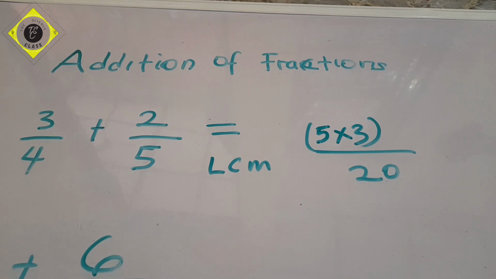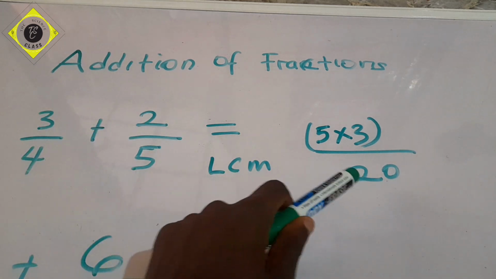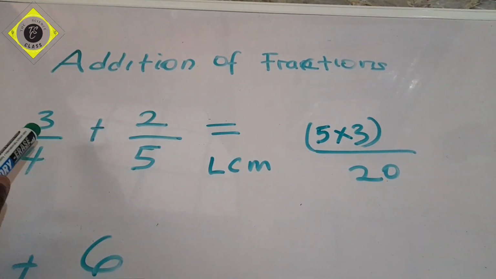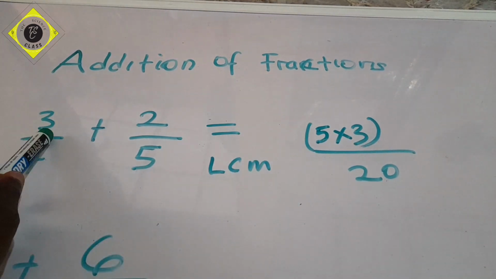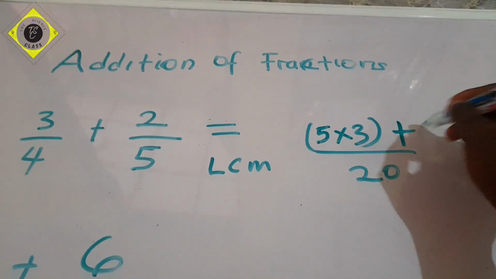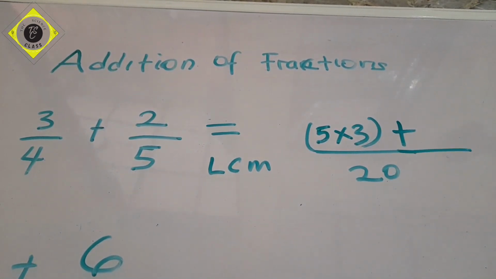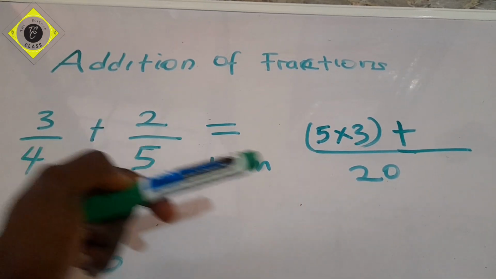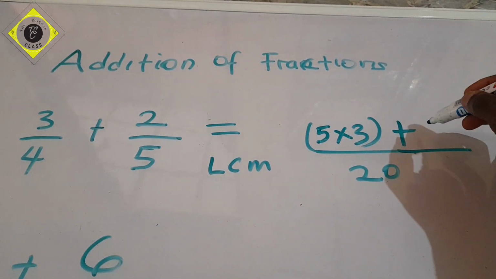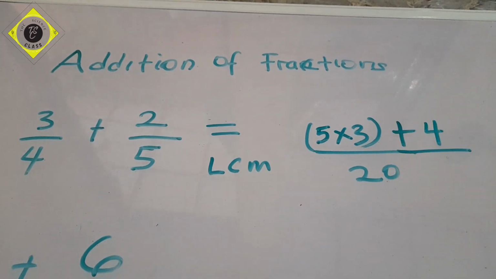I come again. 4 is under 3. So by the time you say 20 divided by 4, it gives you 5. Then you multiply that 5 by this 3. So go to the next one, plus the next number is 2 over 5. 20 divided by 5 is going to give you 4.